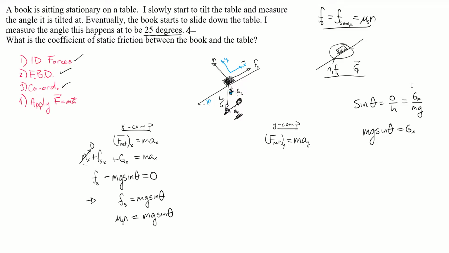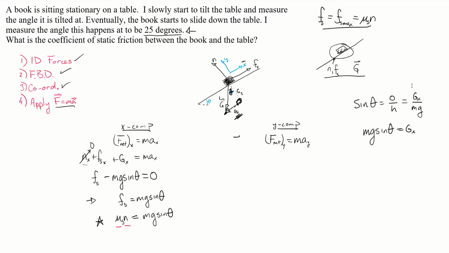What we've got here is the x component of Newton's second law, which gave us an equation that we can use to solve some unknowns. The problem is we have two unknowns right now. We don't know the coefficient of static friction, and we don't know the normal force yet. So we have to find another equation to help sort that out.